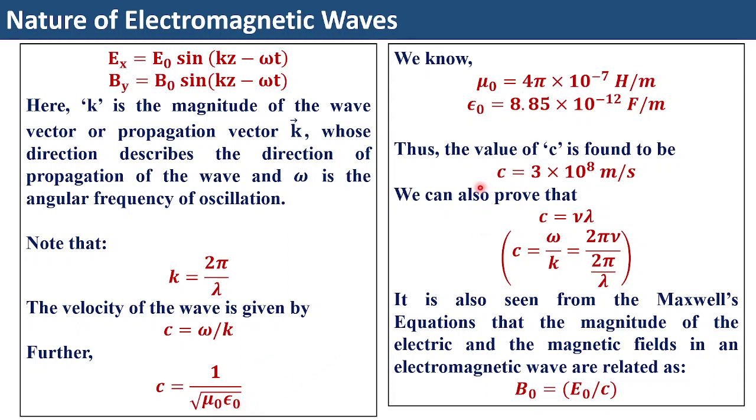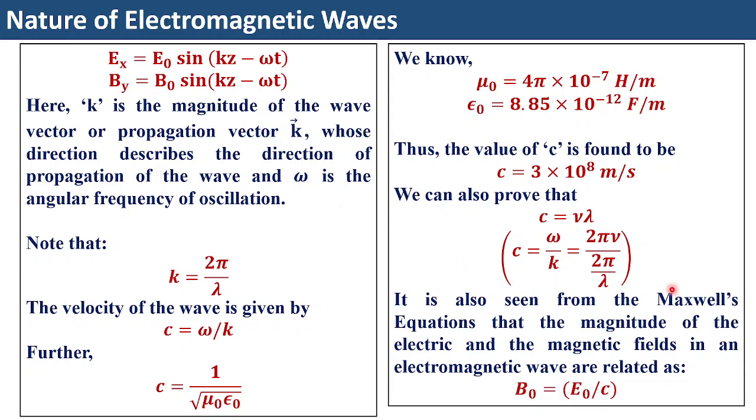Now we can also prove that c is equal to nu lambda. This is a result which we all know from our high school lessons. How does it appear? It appears from this particular relation itself, because omega equals twice pi nu and k equals twice pi by lambda. If you take this ratio, the twice pi and twice pi get cancelled, lambda goes up, and it becomes nu lambda. So up to this it is very much clear, I hope.